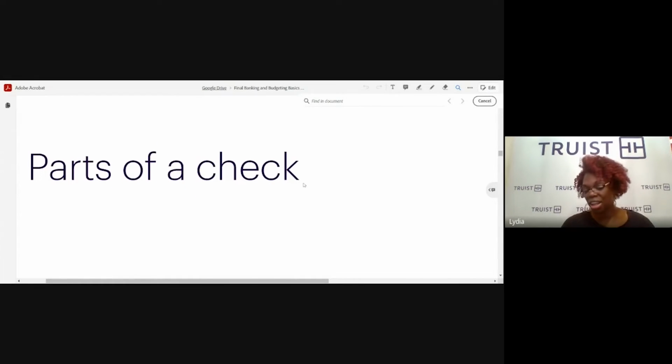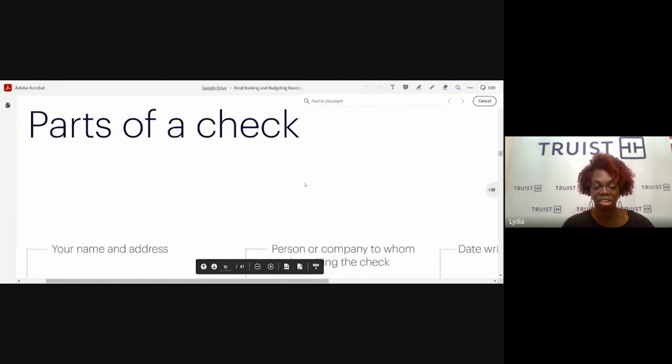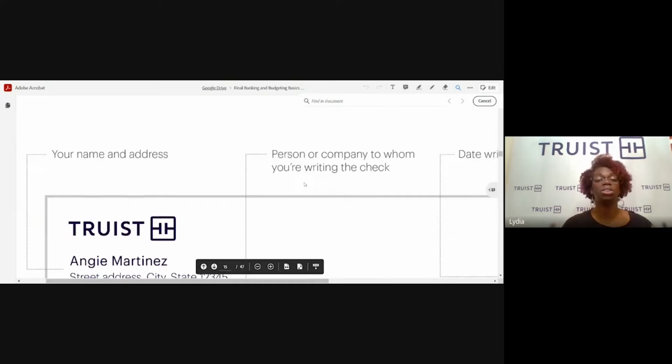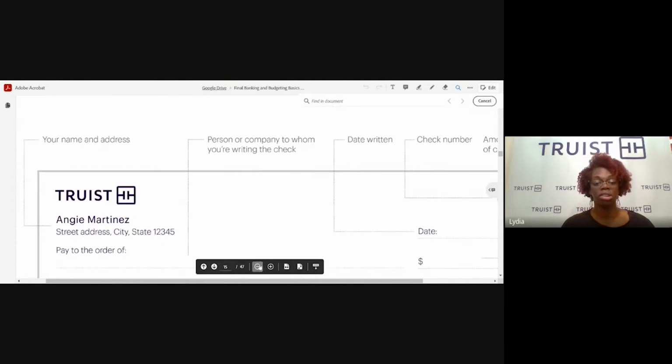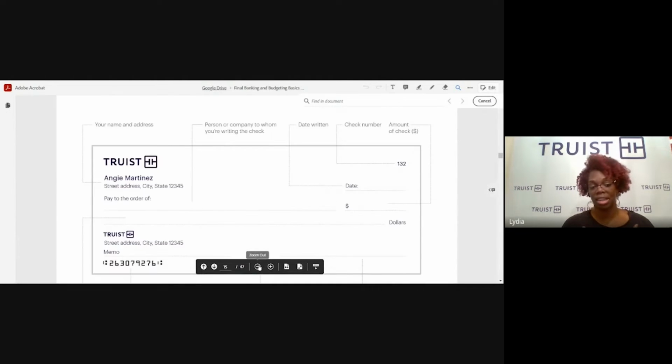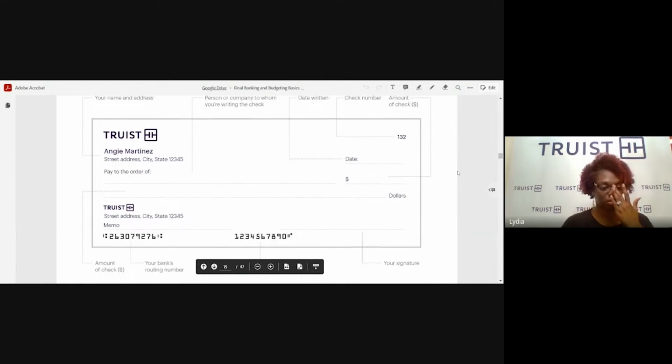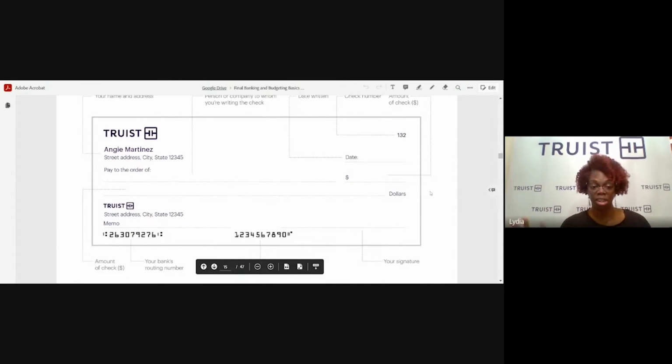Let's just review the parts of a check. When you look at a check, you will see your bank's name on it. It can be in different places on the check. A lot of times it's the bottom left-hand side of the check, right above the routing number, but it can be anywhere on the check, so don't get caught up on that. Your bank name is on there somewhere.